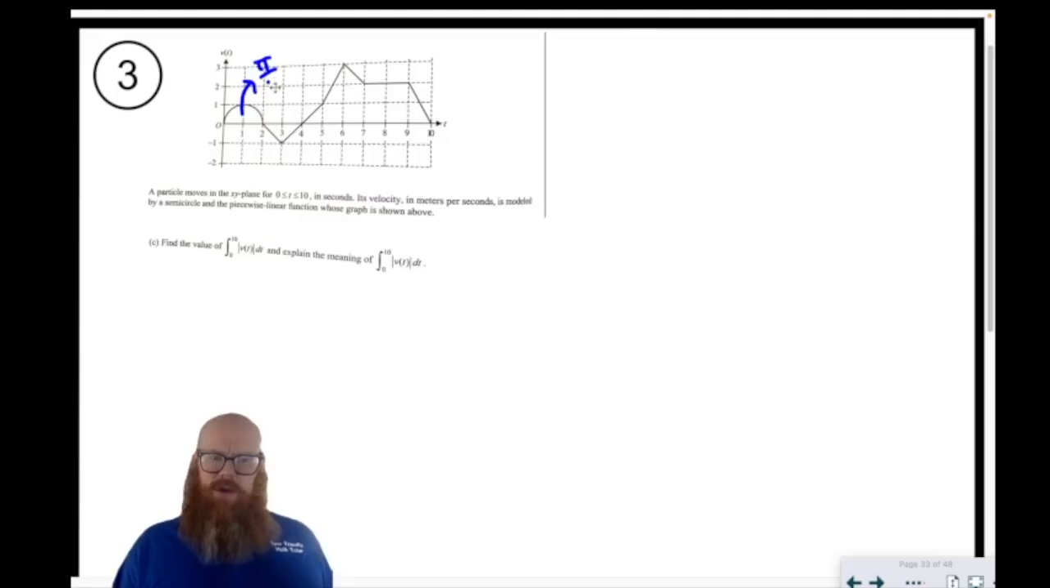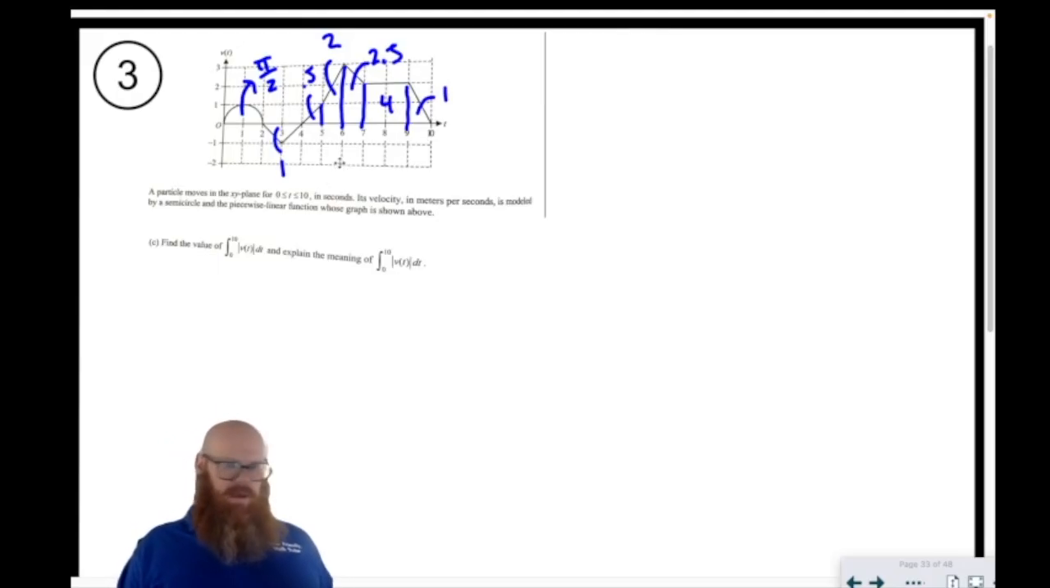So this was pi over 2. This was -1. I'm now going to consider it +1 because we're finding the integral of the absolute value. Then this one was 0.5. Then this one was 2. Then this trapezoid was 2.5. Then this was 4. And then this was 1. All right? So all I'm really doing is these ones don't cancel now.